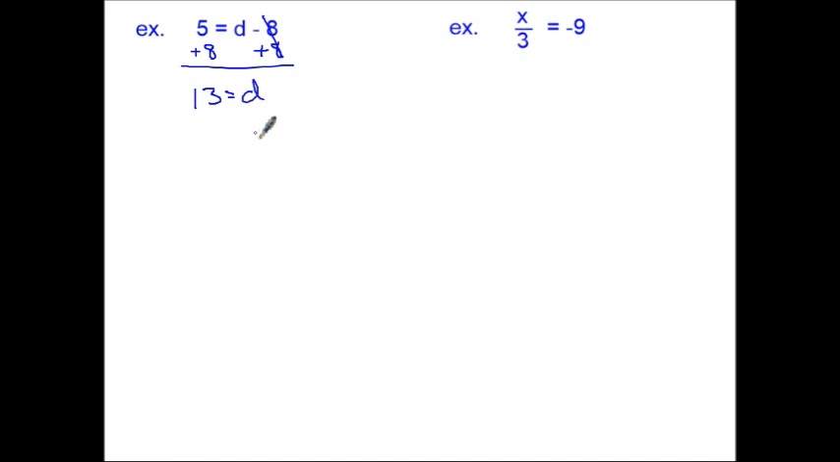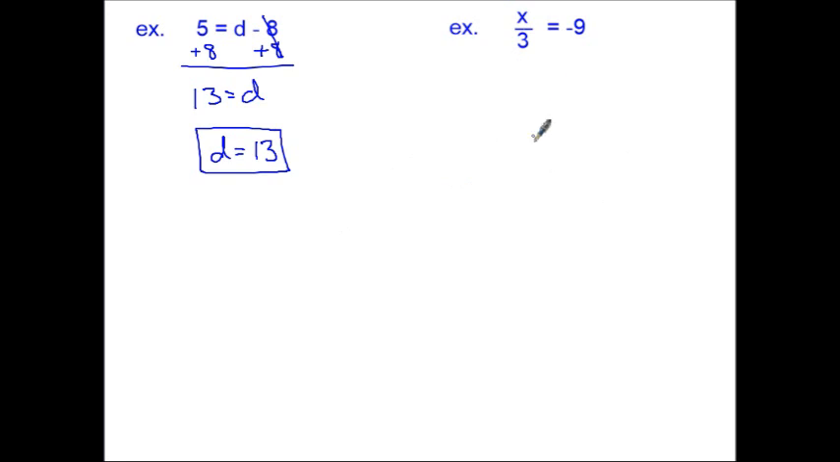Okay, now if you're like me, looking at it that way makes my brain hurt a little bit. But the nice thing about equal signs is you can read them either way. So instead of saying 13 equals d, I could, if I wanted to, turn them around into d equals 13. And I don't know, that just feels better to me.